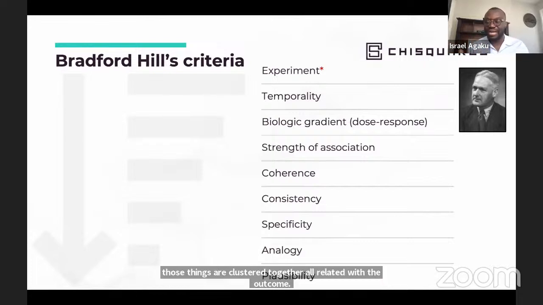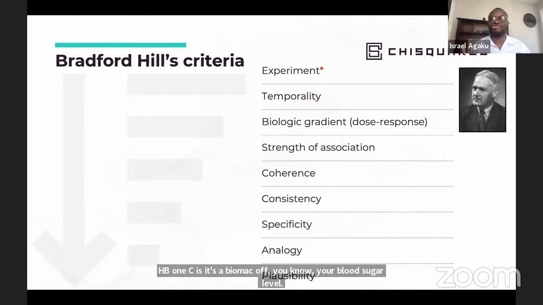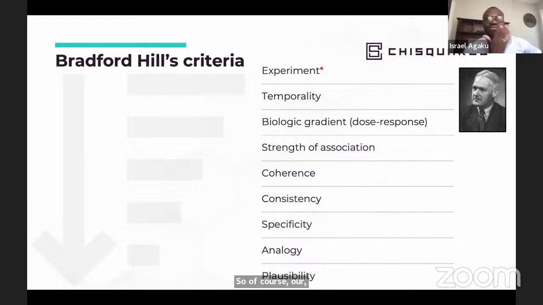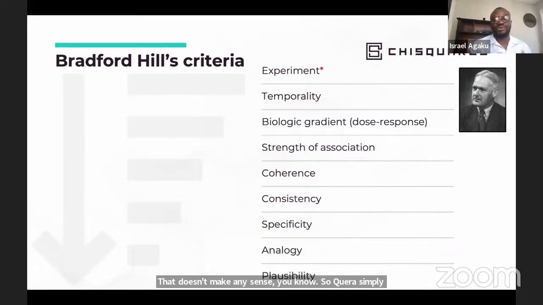HbA1c is a biomarker of your blood sugar level. So of course, it would be very strange for you to say that drinking soft drinks increases your blood sugar level, but somehow has no impact on the HbA1c. That doesn't make any sense. So coherence simply means that if A is associated with Y, then we expect that A is also associated with the nephews or siblings of Y as well, because they all flow together.